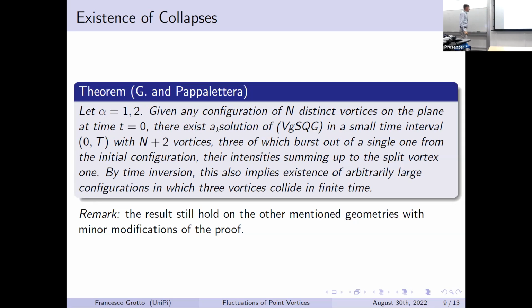And right, so this tells you that you can take any configuration and you can burst one vortex, and then you can reverse time, as I told you, so you can actually produce arbitrarily large configurations of vortices in which 3 of them collapse at finite time, and paste this kind of solutions and use non-uniqueness and construct wild things. And this also holds in all geometries, and I will give you a hint on why this is true in a minute.